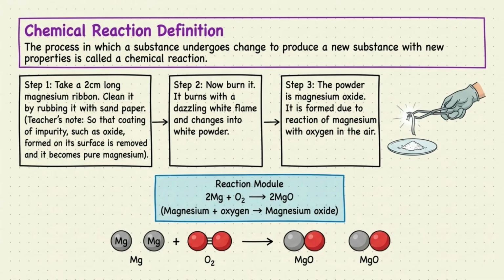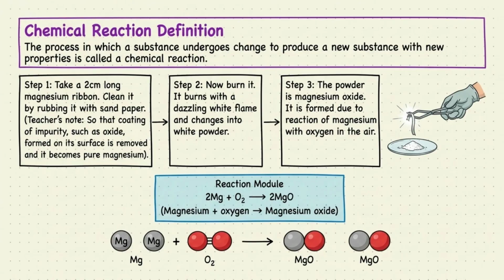The magnesium ribbon burns with a dazzling, incredibly bright white flame, and as it burns, it changes into a powdery white substance. And step 3 is identifying that powder. That white powder is called magnesium oxide. It is a brand new substance formed due to the reaction of the pure magnesium with the oxygen present in the air. Let's write down the reaction equation for this on the board.